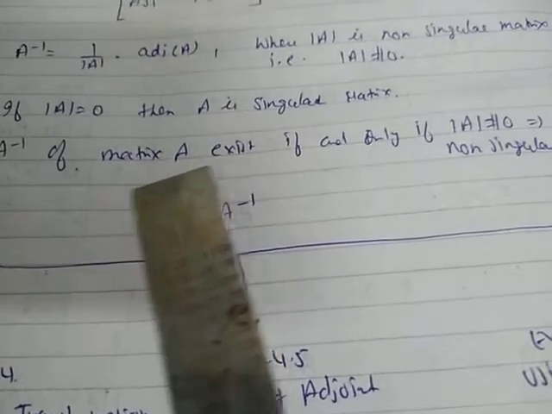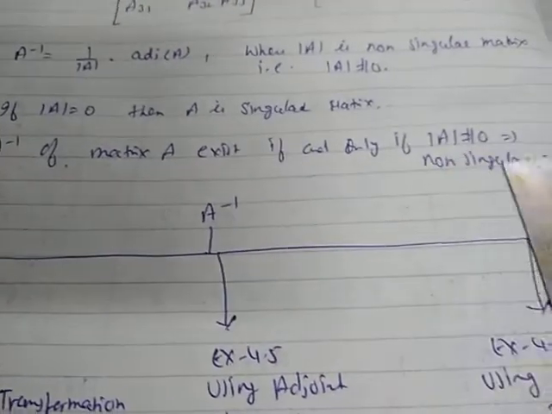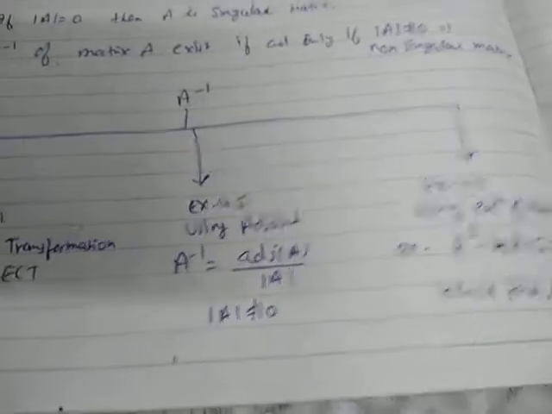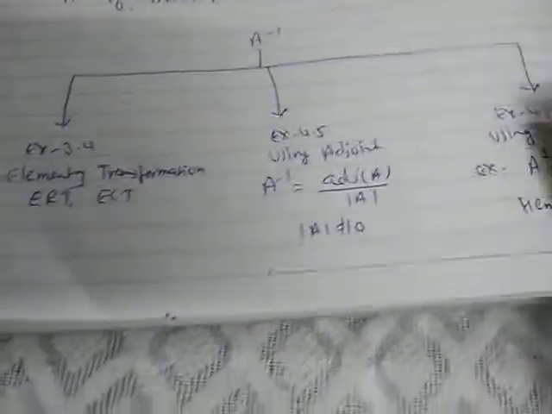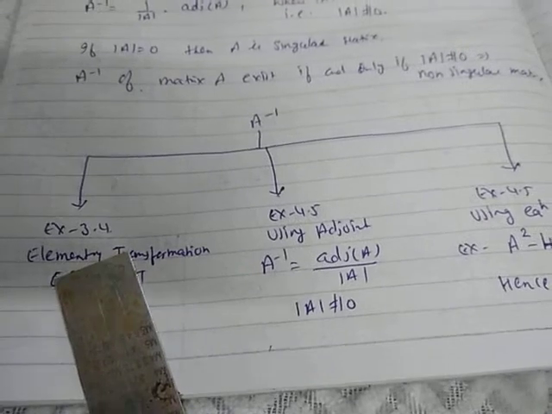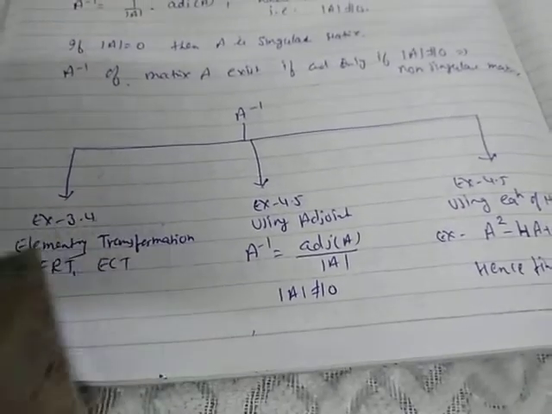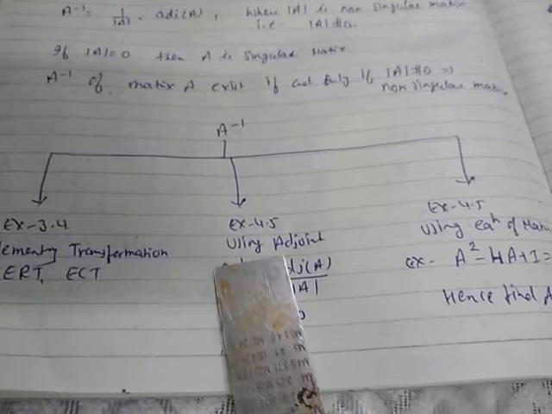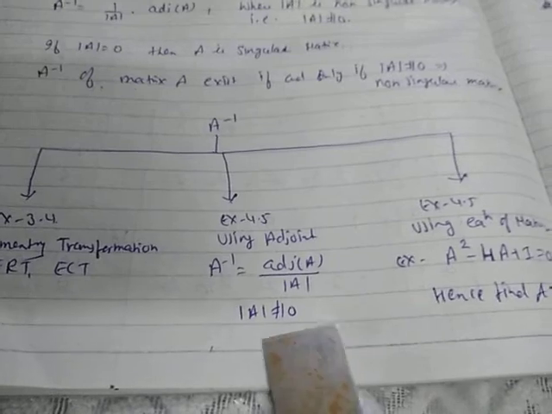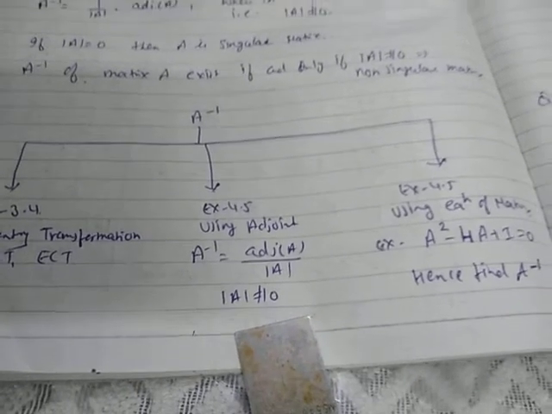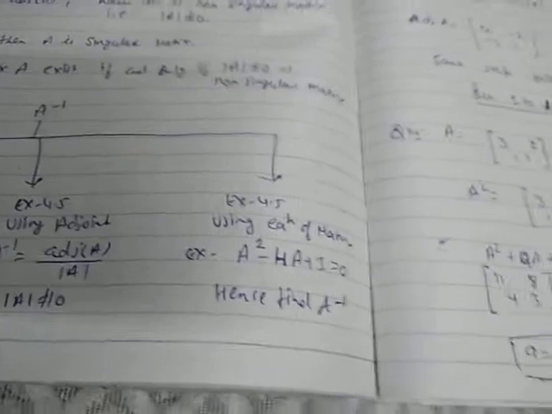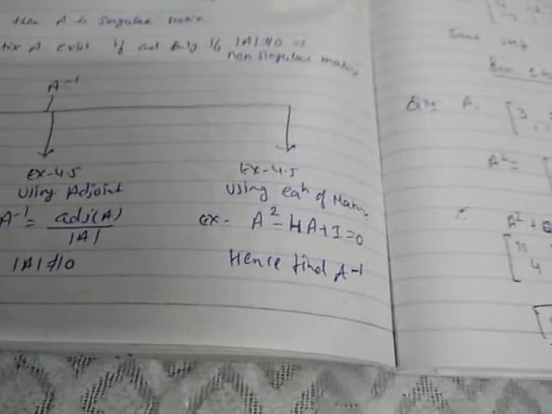A inverse of a matrix exists if and only if determinant A is not equal to 0. Now children, to find A inverse there are three methodologies. Two I already explained. The first one is your exercise 3.4, that is the elementary transformation method. The second method is using adjoint, that is A inverse is equal to adjoint A upon determinant A, where determinant A is not equal to 0. And the third methodology is using an equation, that is also given in exercise 4.5.